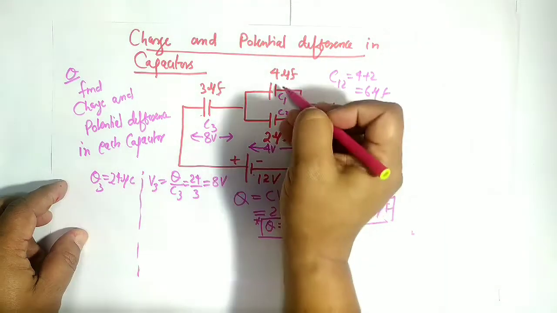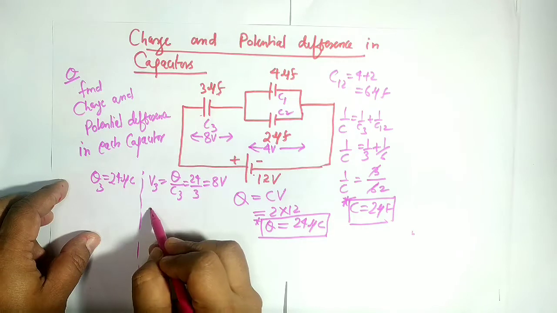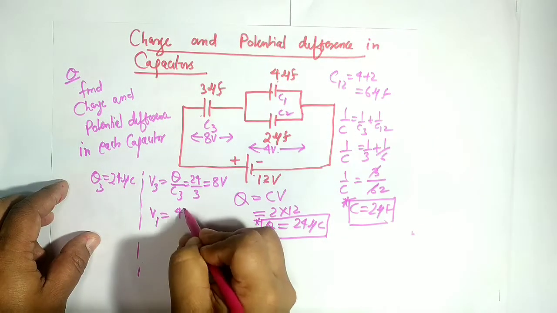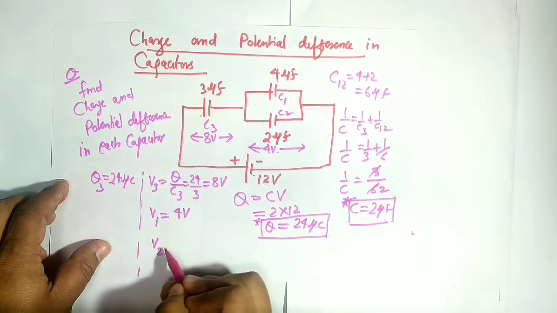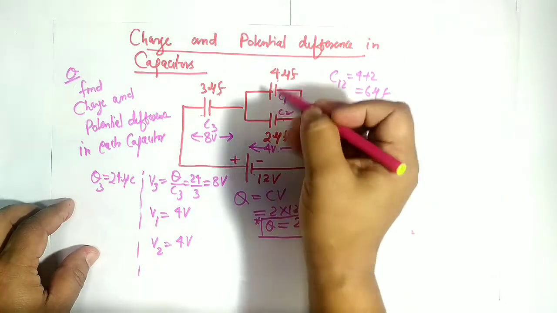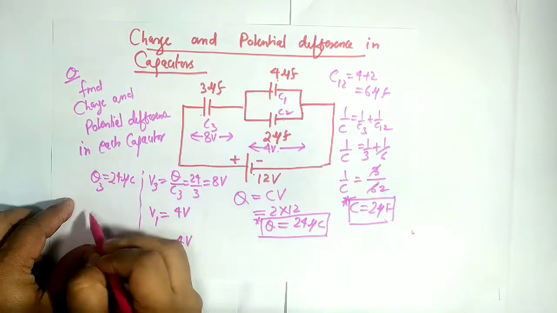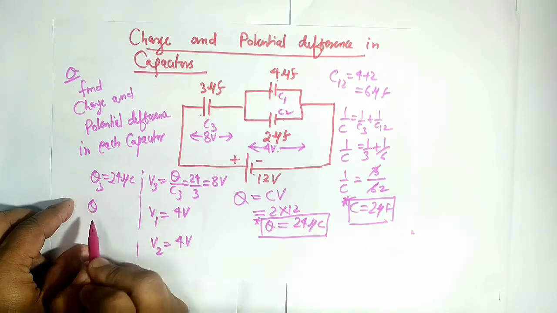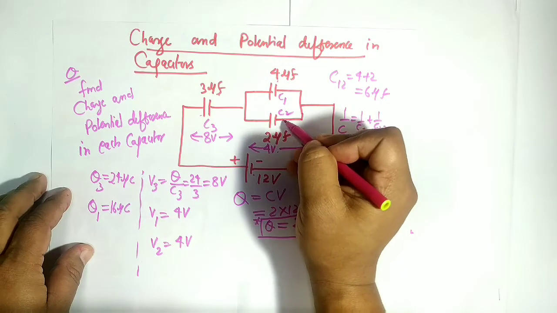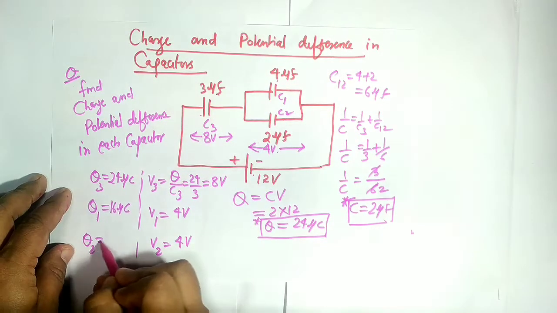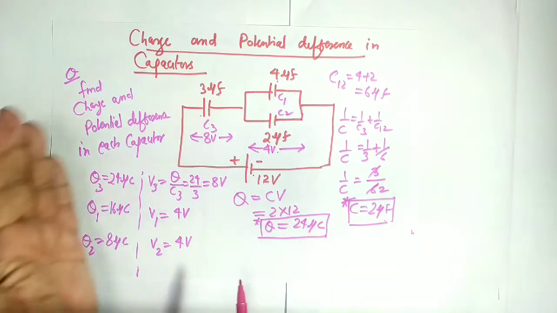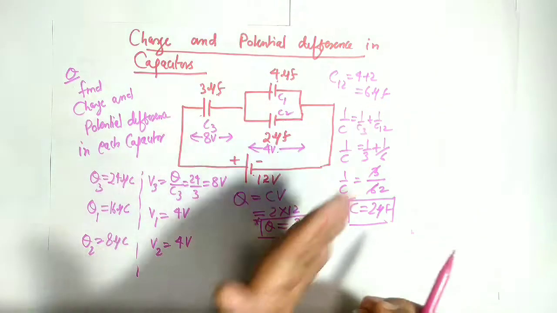So can you tell me what will be the voltage in C1? Yes, it is simply 4 volt. In parallel, voltages are the same. What will be V2? Yes, it will be 4 volt because in parallel voltages are the same. Can you find out the charges? Yes, 4 4s are 16. So Q1 will be 16 microcoulomb. And what will be Q2? 4 2s are 8. So 8 microcoulomb. In this way we got all the charges in the capacitors and the potentials.